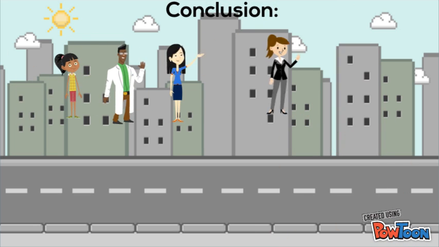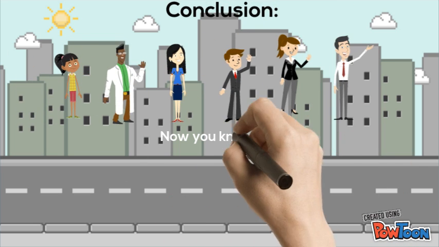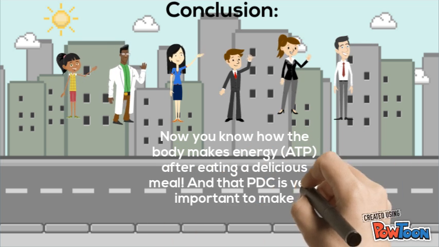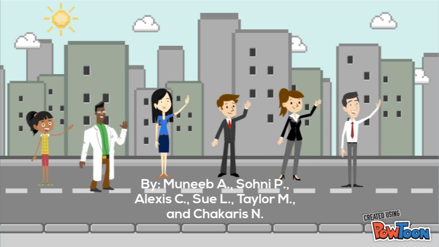Okay, now you learned about how the body makes energy, ATP, after having a delicious meal, and the consequence if one of the steps, such as PDC, doesn't work properly during the process. Again, having a functional PDC is very important for our health.